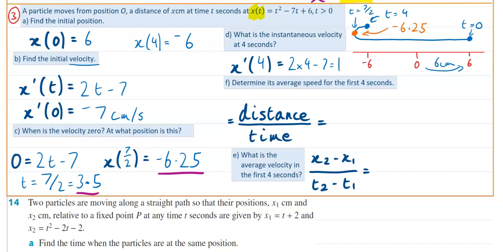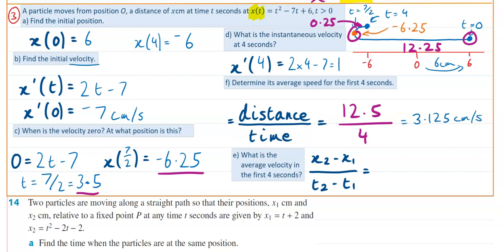Determine the average speed for the first 4 seconds. So that's the distance traveled over the time taken. The distance here from here to here is actually 12.25. So hopefully that's making sense. It's gone 12 to here and then another little 0.25. It's then got another little 0.25 where it's come back, so it's actually traveled 12.5 all over 4 in the first 4 seconds. And that comes out to be 3.125 centimeters per second. So this can be a little confusing.